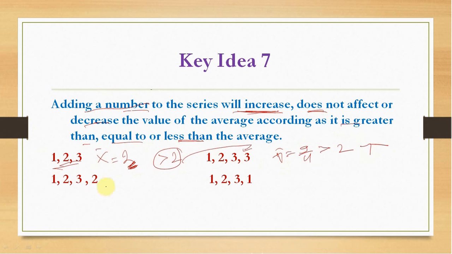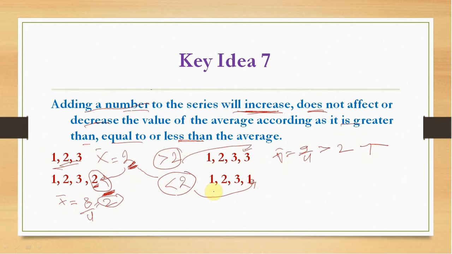Now what happens if we add a number that is equal to the average? The average of 1, 2, 3 is 2, and we add 2, one extra observation, to this series. Now what will happen to the average? The average will be 8 divided by 4, which is 2. So the average remains constant.